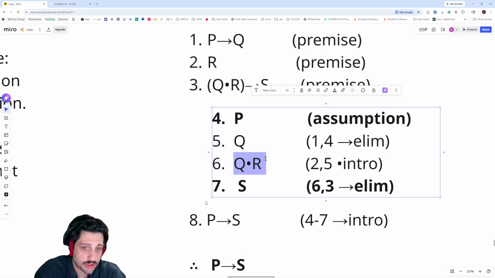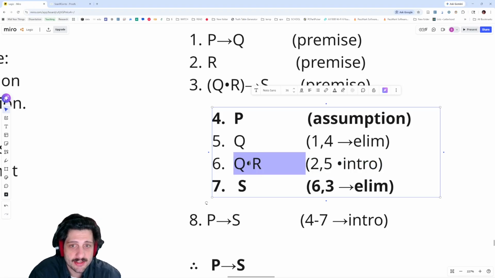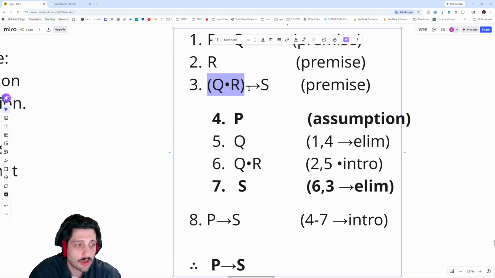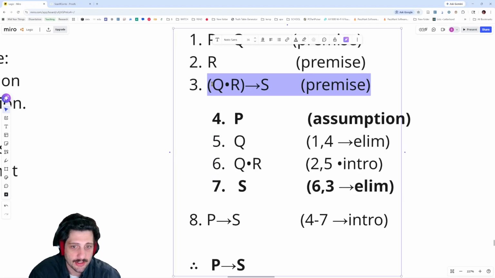But then, of course, if Q were true, I already know on line 2 R is true, so that means Q and R is true, right? That's just 2, 5, and intro. We're just taping those things together. But of course, because Q and R is true on line 6, and line 3 tells me that Q and R leads to S, a simple conditional elimination tells me that S would have to be true, based on line 6 and line 3.